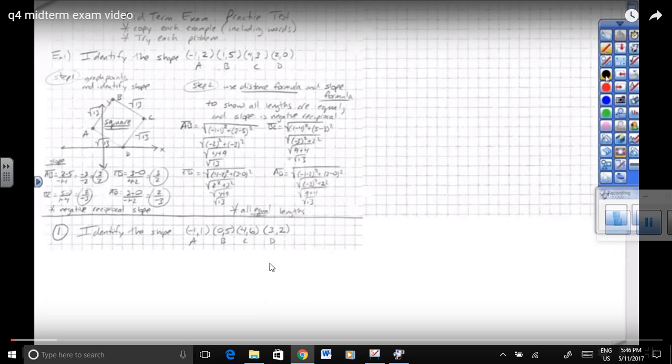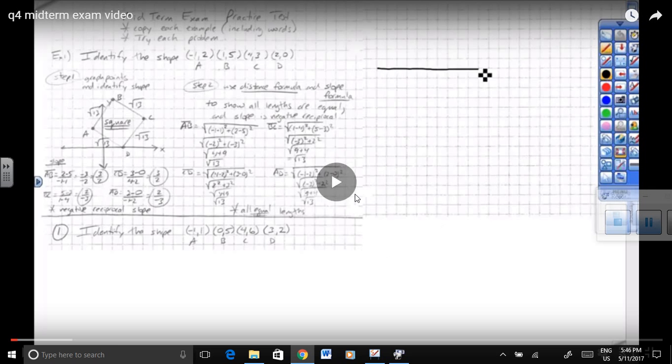For this, my example I did already, I have right here a square that has all equal sides. A square has negative reciprocal slopes on these sides.